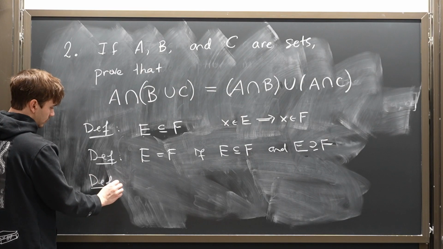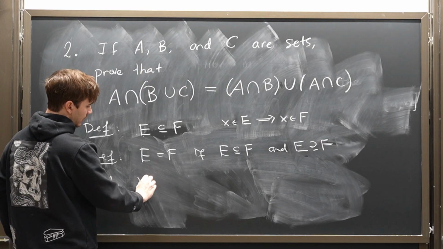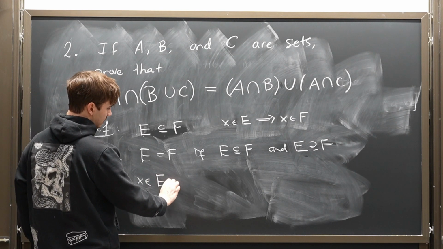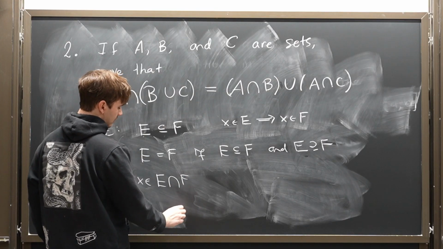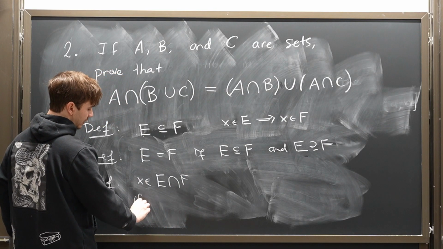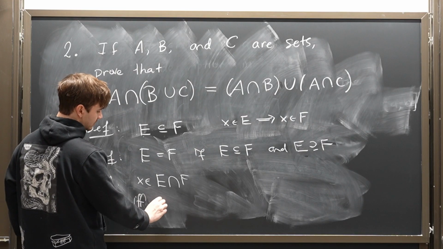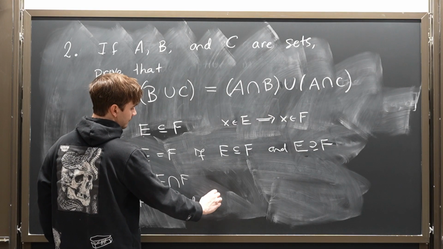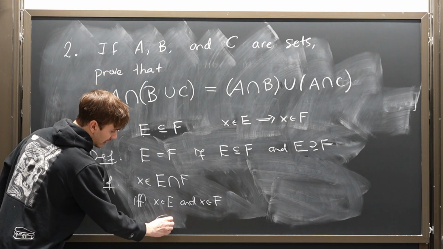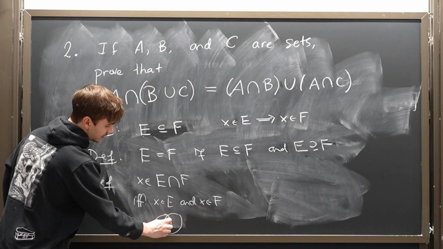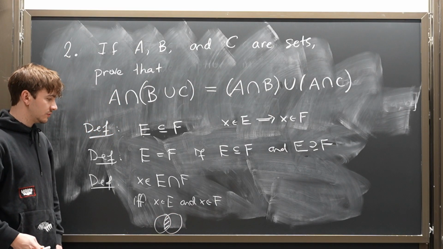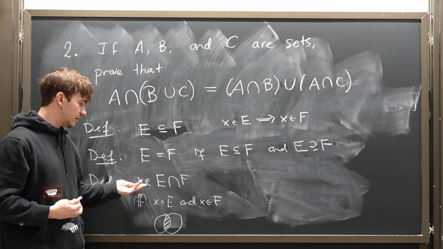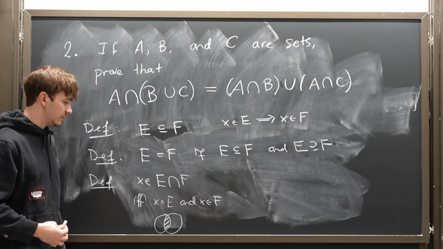Okay. So x is going to be within the intersection E intersect F if and only if x is in E and x is in F. So recall, if I have the set E and the set F, their intersection is the set whose elements belong to both E and F.